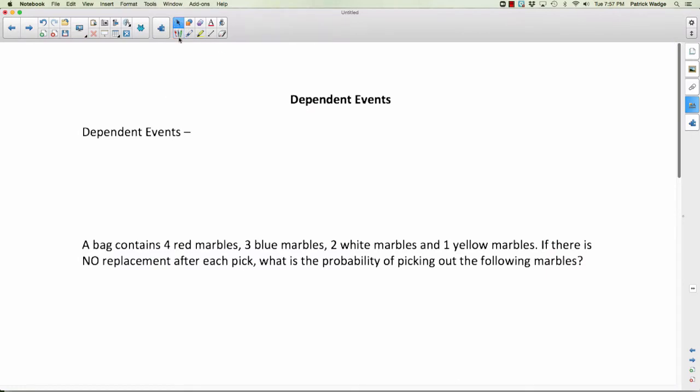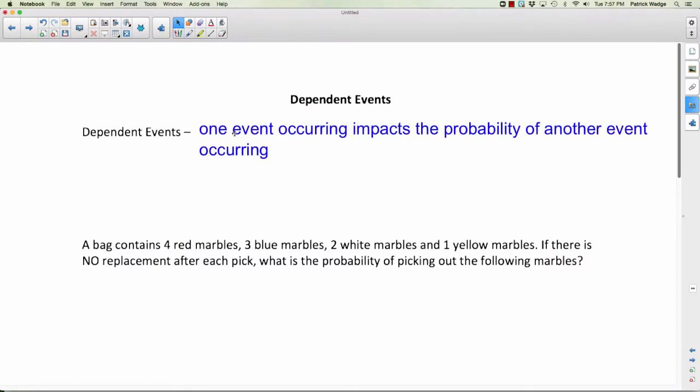Dependent events, remember what these are? We talked about it last time. Dependent events are events where one event occurring impacts the probability of another event occurring. Last time we talked about independent events. Those are where one thing doesn't impact the other, like you flipping a coin and then rolling a dice. Whatever you get in the coin doesn't impact what you get on the dice, right? But with dependent events, one thing does impact the other.